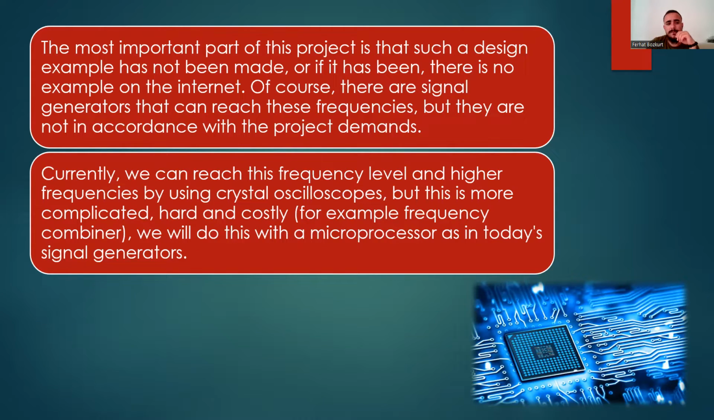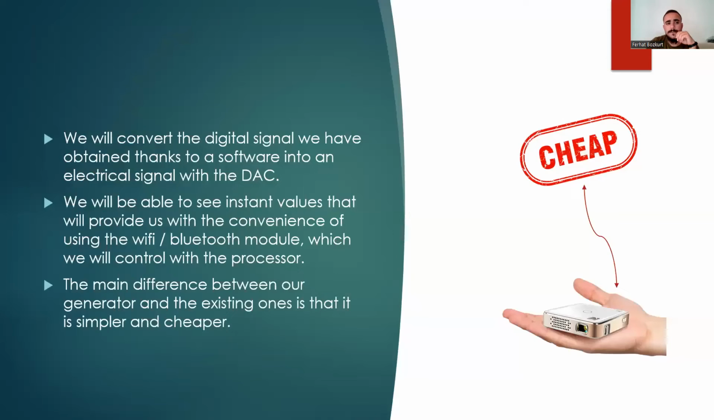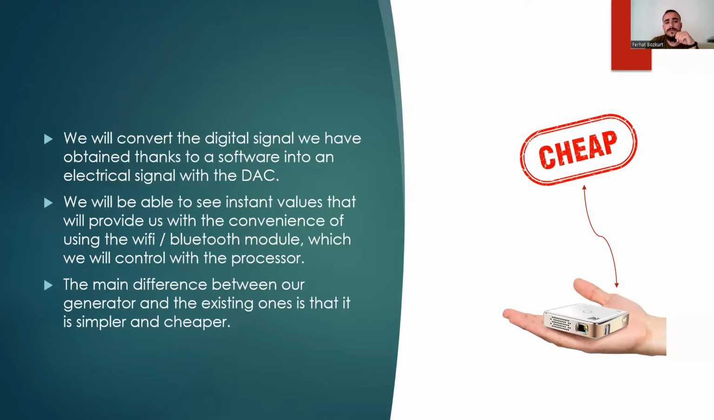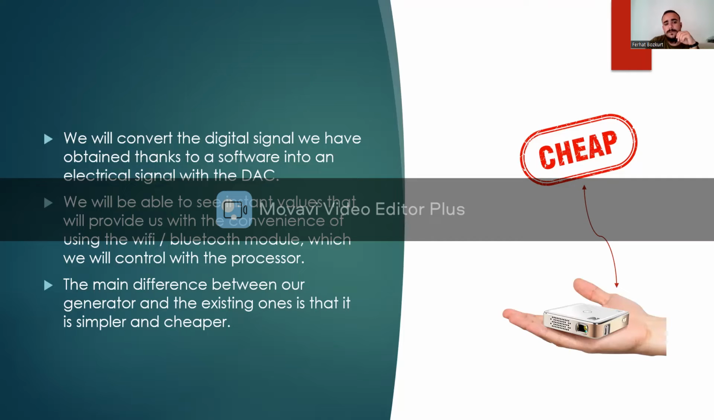costly application. We will do this with a microprocessor as in today's signal generators. We will convert the digital signals we obtain thanks to a software into electrical signal with the digital to analog converter. We will be able to see instant values, which will provide us with the convenience of using the Type-C plug or Wi-Fi or Bluetooth module, which we will control with the processors. The main difference between our generator and the existing ones is that it is simpler and cheaper.